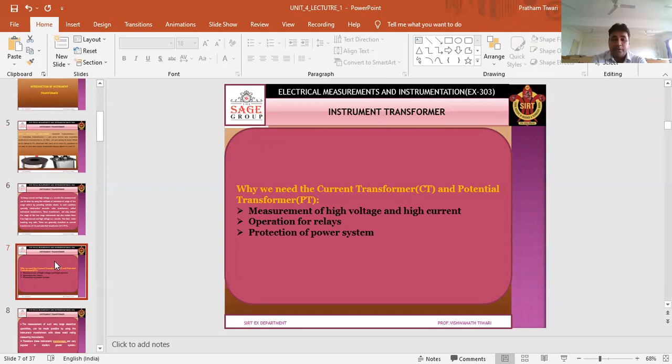Third point, protection of power system. Protection of power system is also a very important term used in power systems. So for protection of the power system, we require an instrument transformer.